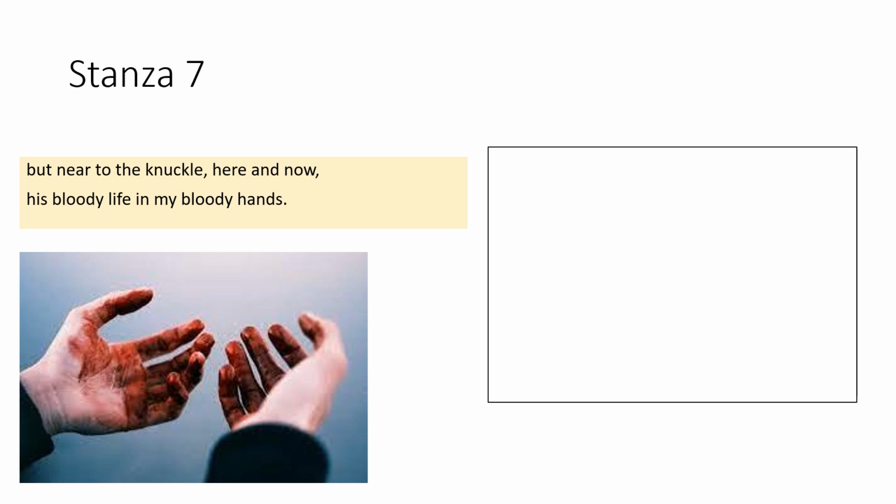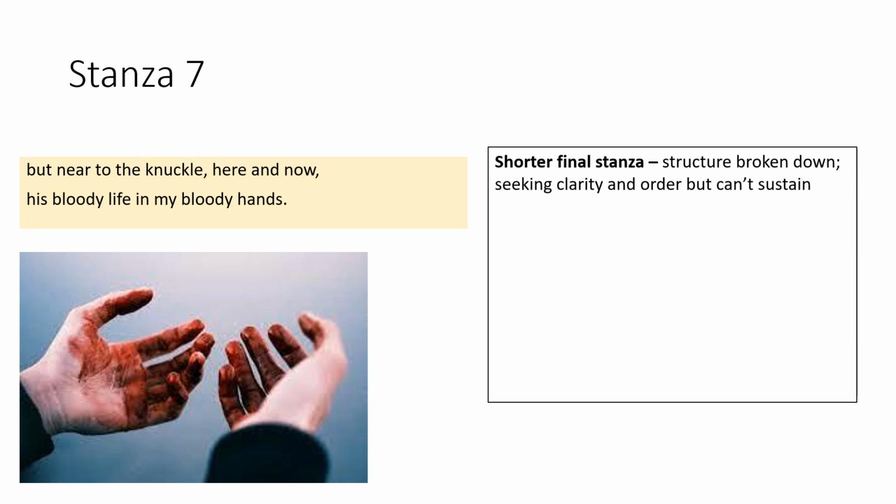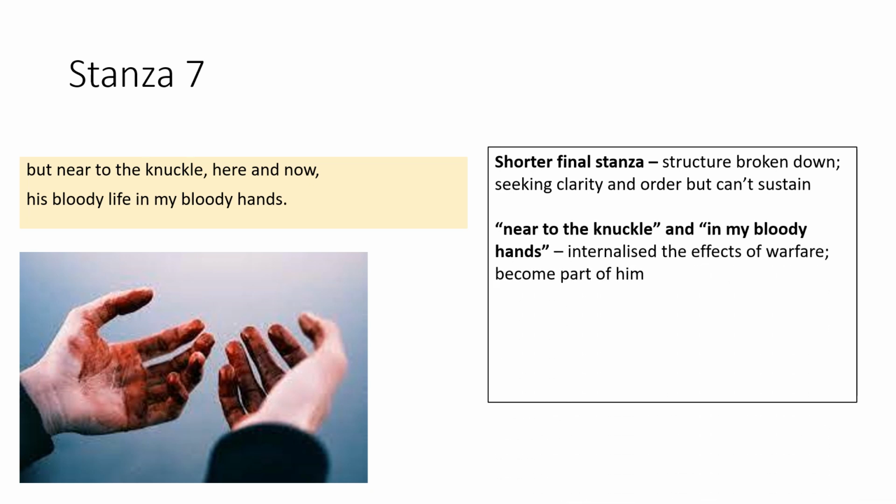So then on to the final stanza, but near to the knuckle here and now, his bloody life in my bloody hands. First of all, it's a shorter final stanza. The structure is broken down. We have 6 quatrains and then a couplet at the end. So the structure's broken down, reflective perhaps of a soldier who is seeking clarity and order, but he can't quite get that clarity and order because conflict doesn't work like that. And it doesn't work like that because conflict has changed who he is.